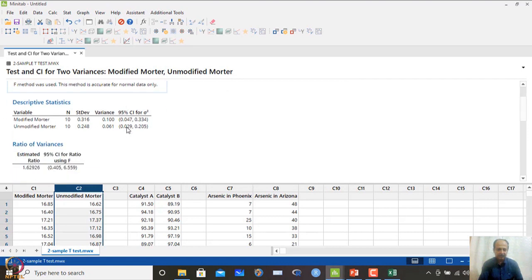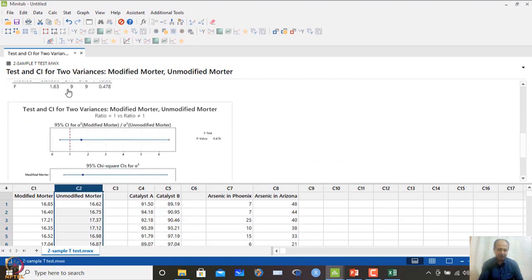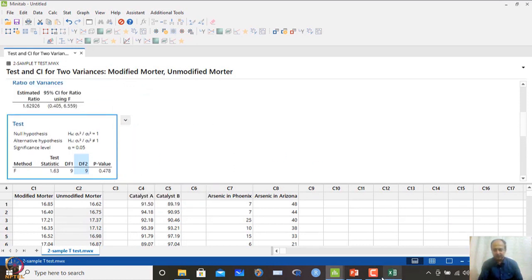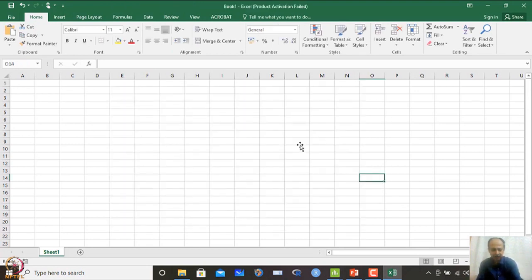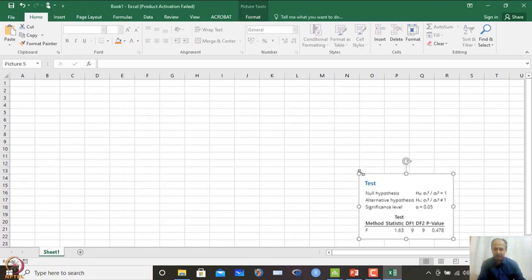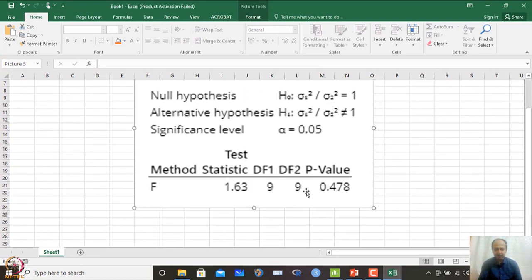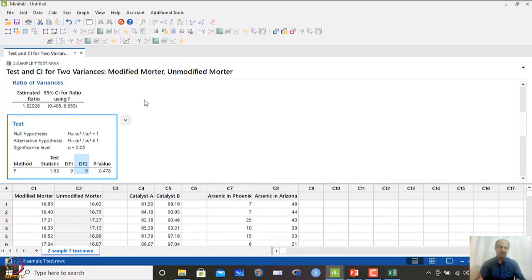I get a variance test here, and the F test indicates that there is no difference. If I take this to Excel, the values we are getting are the F test for the modified and unmodified cement, that is, the variance testing for the two data sets. The p value is 0.478, which indicates that the variance is the same, or the ratio of variance is close to 1 and not different from 1. So every check is done: the first, second and third tests are satisfactory.